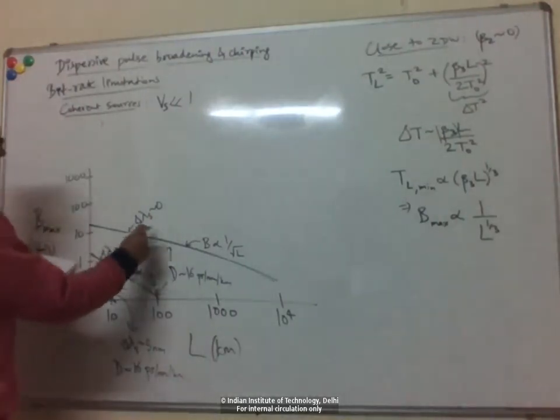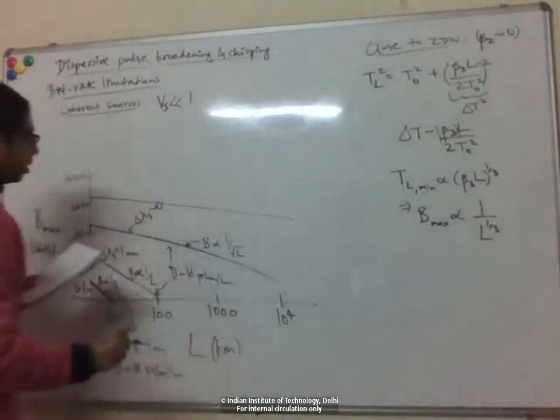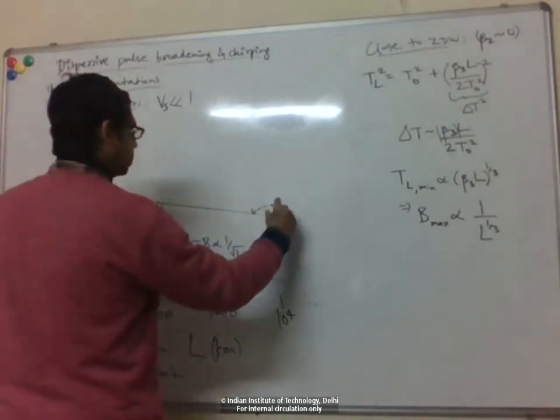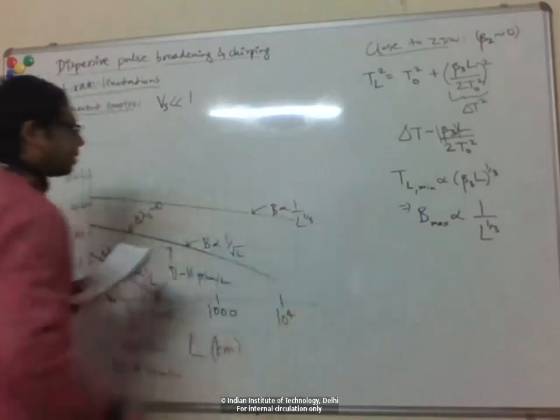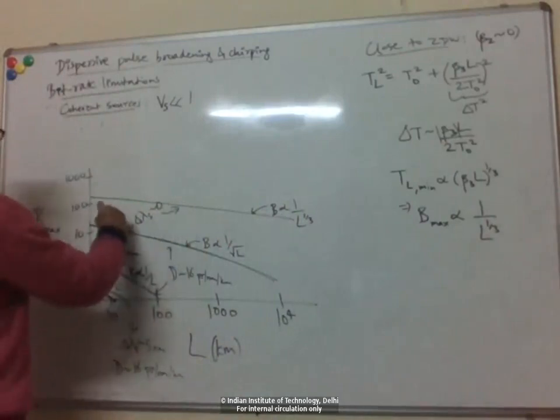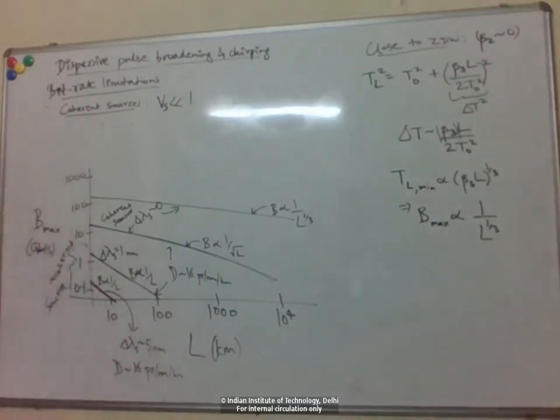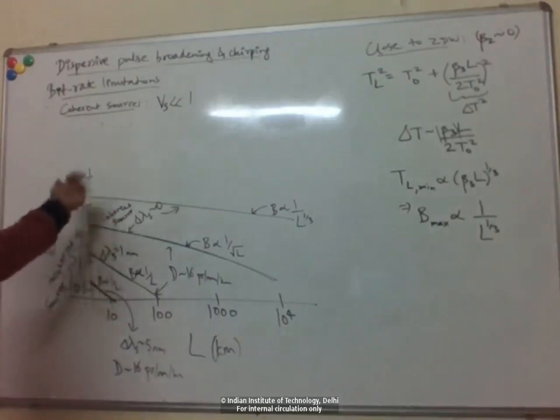And the best I can do is if I go to the zero dispersion wavelength with a coherent source. Then this slope is even smaller. This is now cube root of length. So these two are coherent sources, and these two are incoherent sources. So we can do basically orders of magnitude better now.